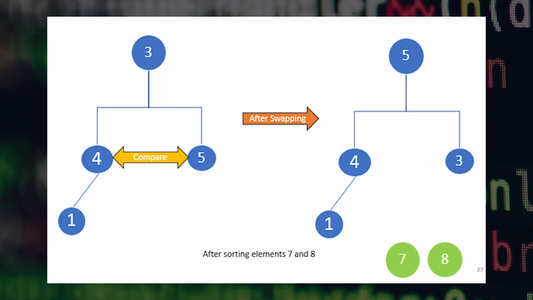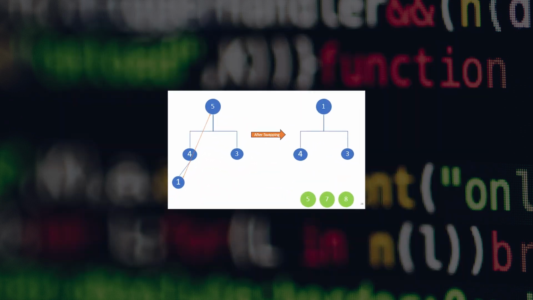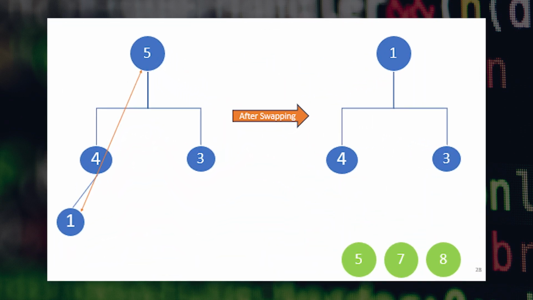We observe that 3 is smaller than 5, so we will exchange. After exchange, 5 will be the root node, the left child of 5 is 4 and the right child of 5 is 3, and the left child of 4 is 1. So now we will exchange 5 and 1. After exchange, 1 will be the root node, and we can say that the 5, the element we have removed from the root node, is already sorted.